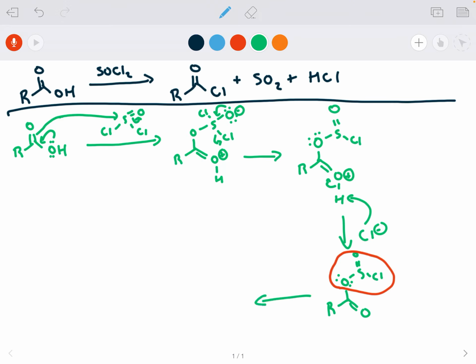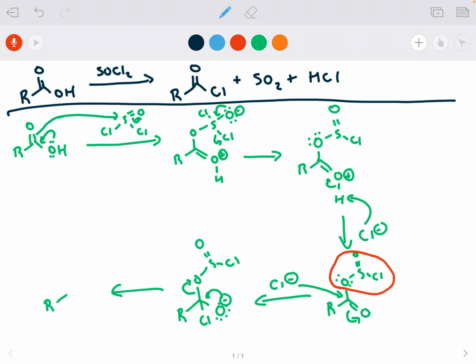So what I'm going to do is I'm going to react my chloride in a nucleophilic attack. So now, I have this compound. So the lone pair from the oxygen will come back down and kick off that as the leaving group. So then I'm left with my acid chloride as the final product.